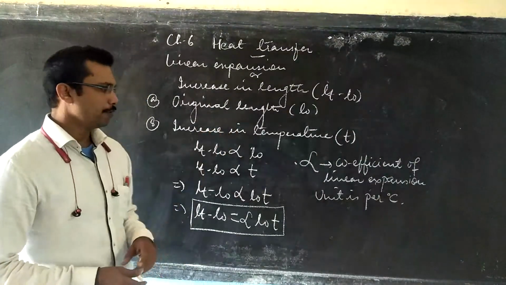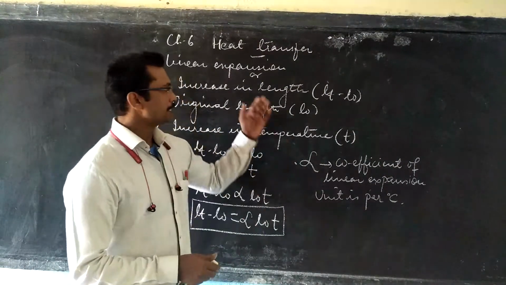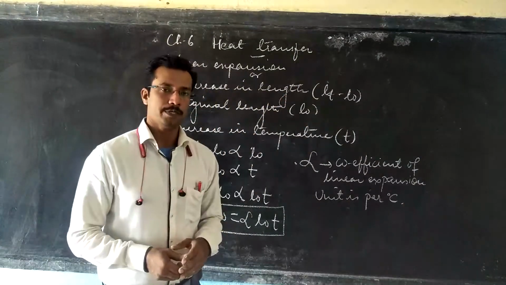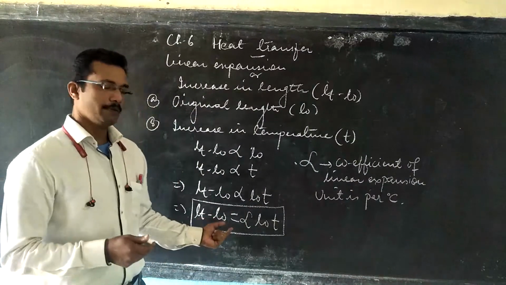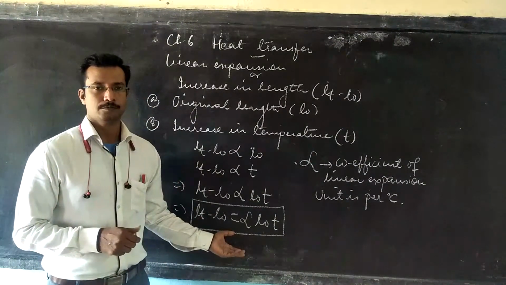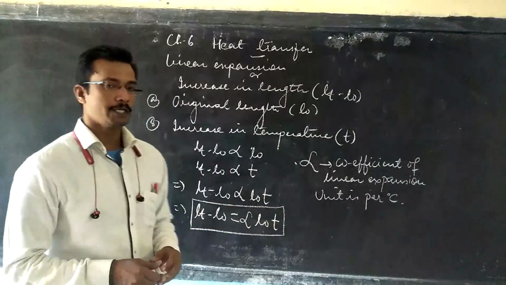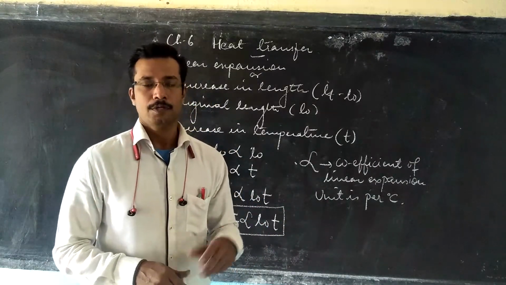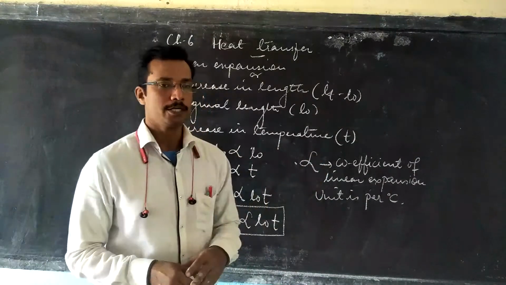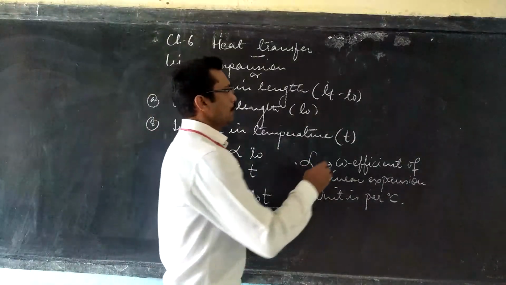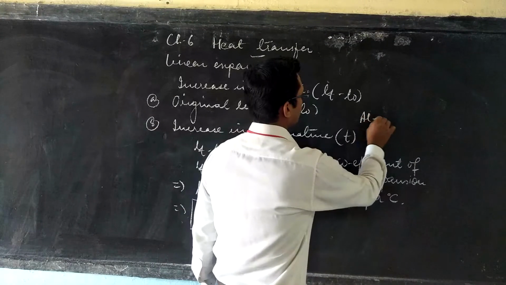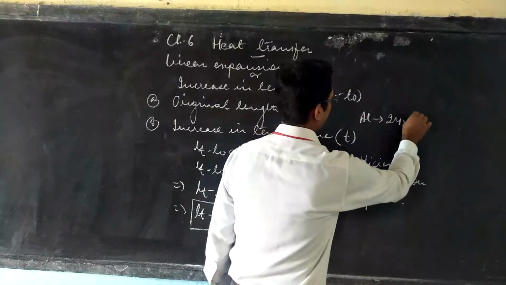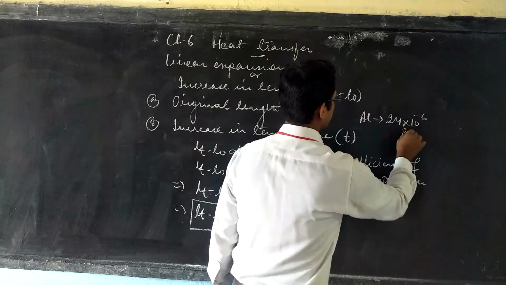So this much we have about this expression. We can see how increase in length depends on original length and the increase in temperature. We have derived a mathematical expression for this. Now this coefficient of linear expansion will depend upon the material of the rod. Different material has got different linear expansion. For example, aluminium has got the coefficient of linear expansion equal to 24 into 10 to the power minus 6 per degree Celsius.